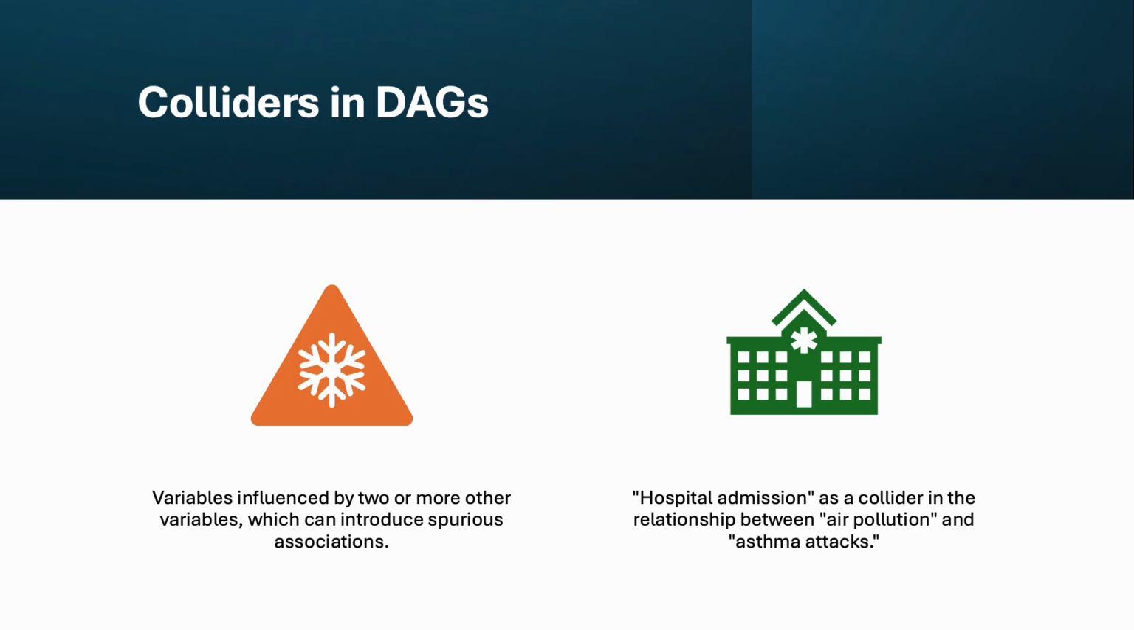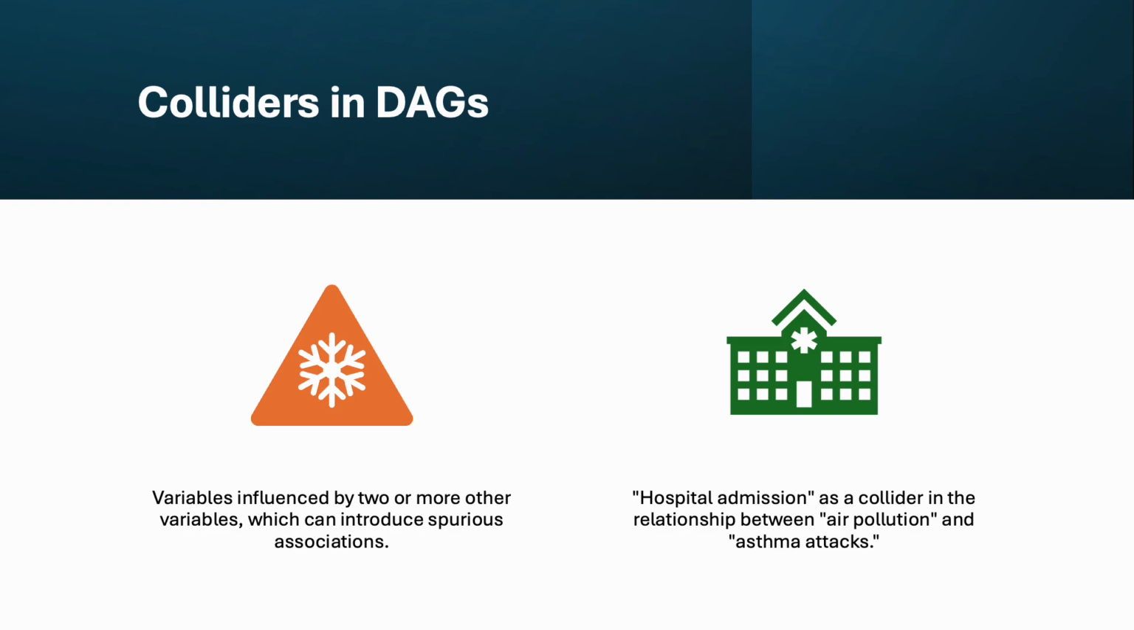A collider is a variable that is influenced by two or more other variables. In a DAG, colliders can create misleading associations, making it seem like two variables are connected when they are not. For example, hospital admission is a collider in the relationship between air pollution and asthma attacks. Both air pollution and asthma attacks can lead to hospital admissions, but that does not mean air pollution directly causes asthma attacks in every case.